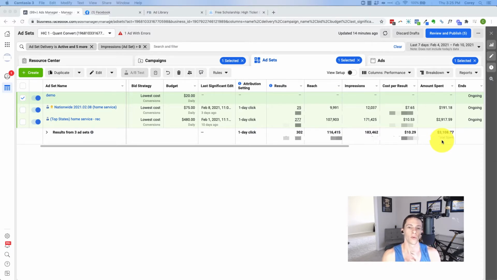All right, so with this campaign that I've got pulled up, you can obviously see that I've spent $3,108 on it in the last 7 days right here. This was a lead generation campaign for a specific home service. I've edited the specific home service out and just said home service broad so that I don't have a bunch of people trying to compete with me for this home service.